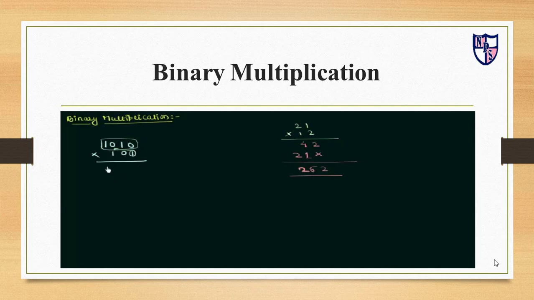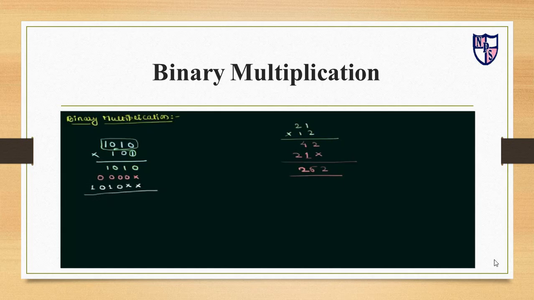So what we are having? We are having 1010. Okay, then we will multiply this whole number with 0, and we will write it from this position, not this position. So it will give us 0 0 0 0. Fine. Now we again multiply this whole number with 1 because 1 is there. So we are having 1010.